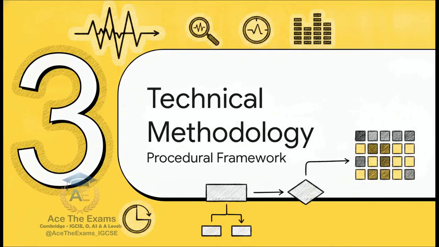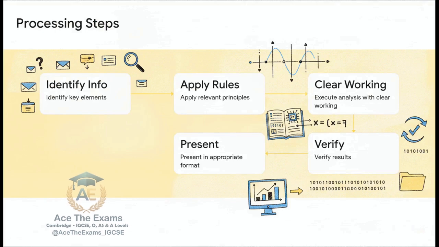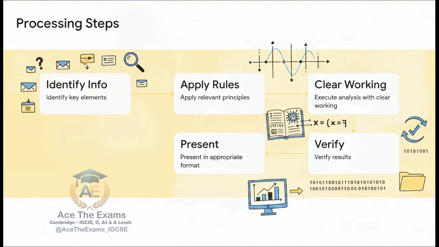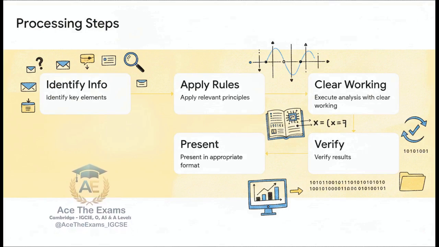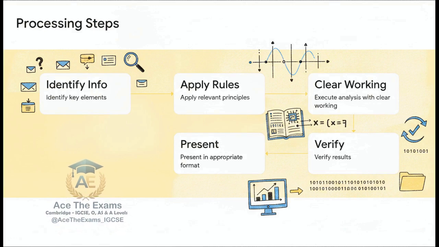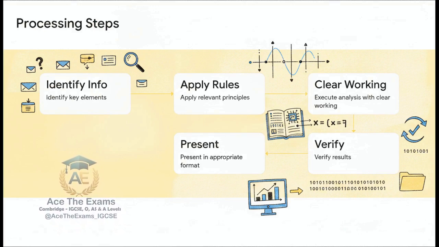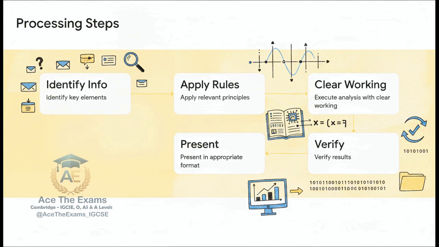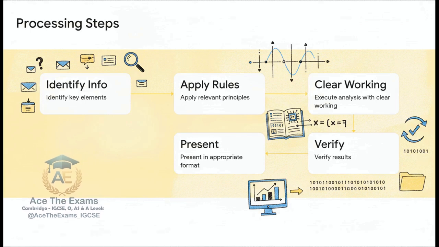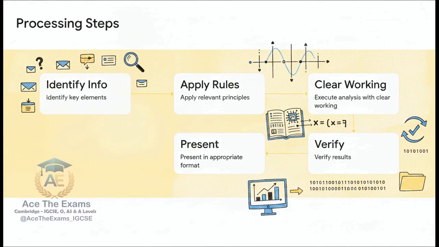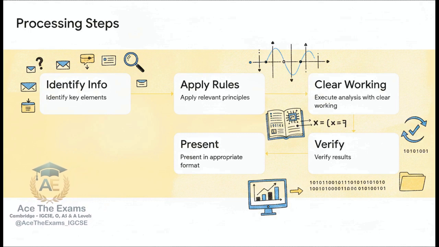Section 3, technical methodology. When it comes to algorithmic thinking and data interpretation, examiners expect to see a very standardized sequence. Step 1, identify the key elements in your prompt. Step 2, apply the relevant principles of rate and resolution. Step 3, execute your analysis and show clear, visible working. Step 4, verify your results.